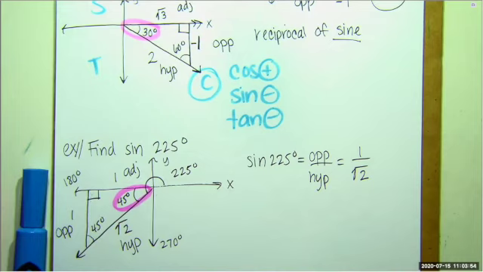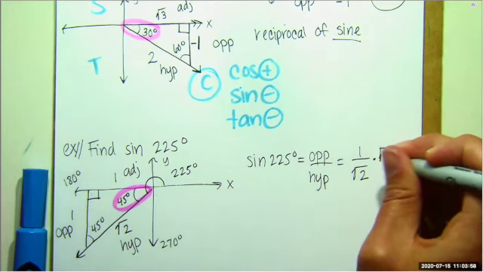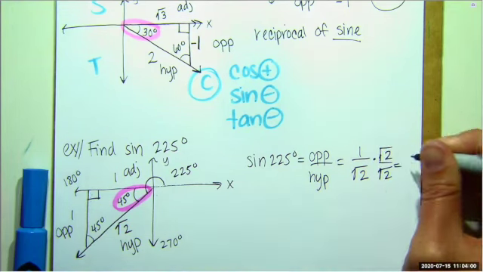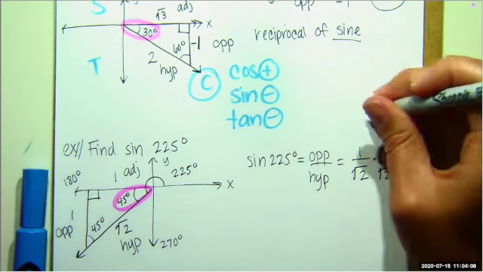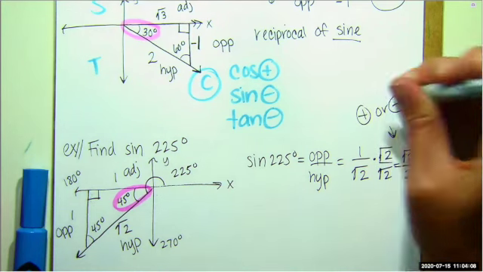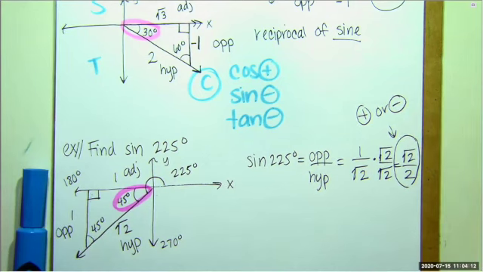Second step, should we rationalize our denominator? Absolutely. So let's multiply by root 2 over root 2. That gives us square root 2 over 2. Third question is, should my final answer be positive or negative? What do you guys think, positive or negative? Negative, good. Okay, so it should be negative.